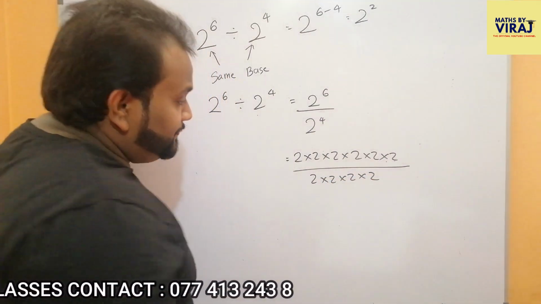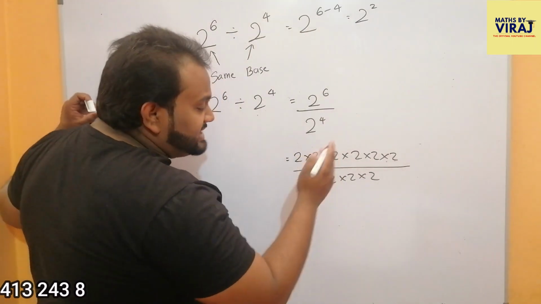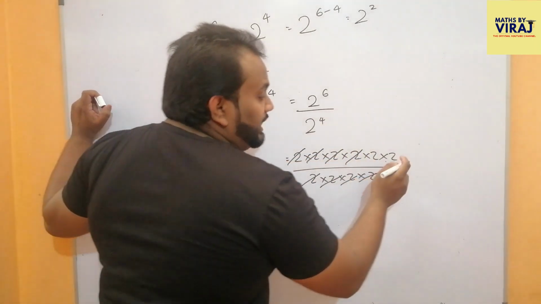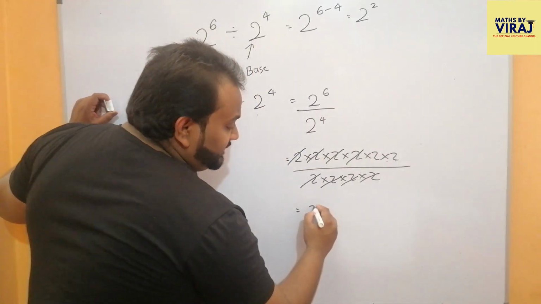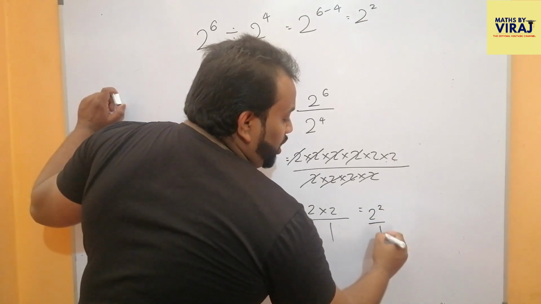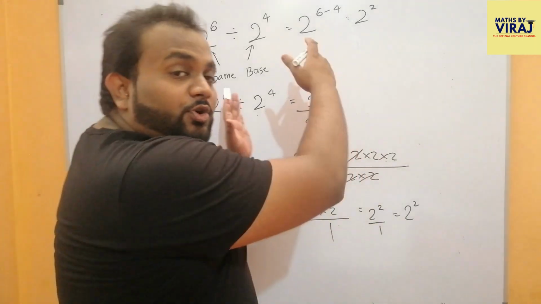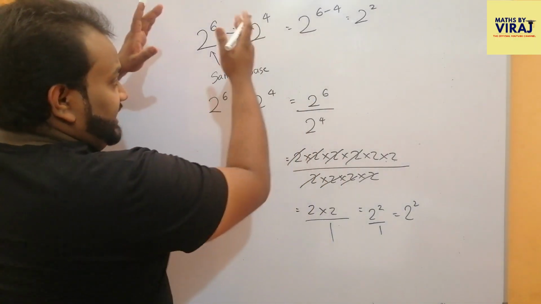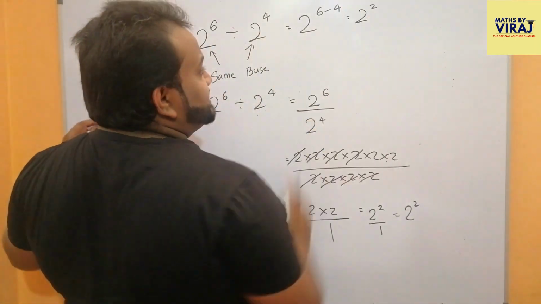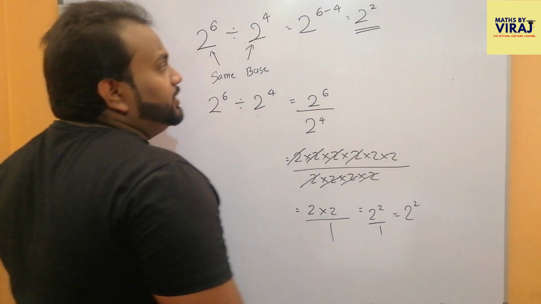Now you see now, the numbers on top and bottom, they can be cancelled. What am I left with? I am left with 2 into 2 over 1, which is 2 to the power 2 over 1, and the answer is 2 to the power 2. So rather than going through all these calculations, if it is division and the bases are same, we can simply subtract the powers and give the final answer as 2 to the power 2.